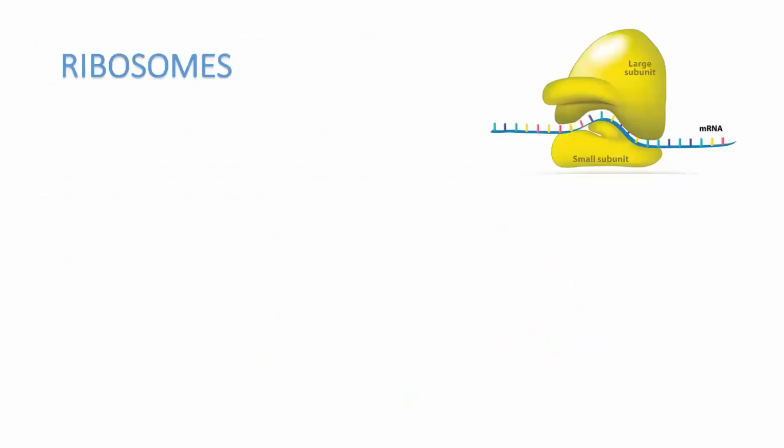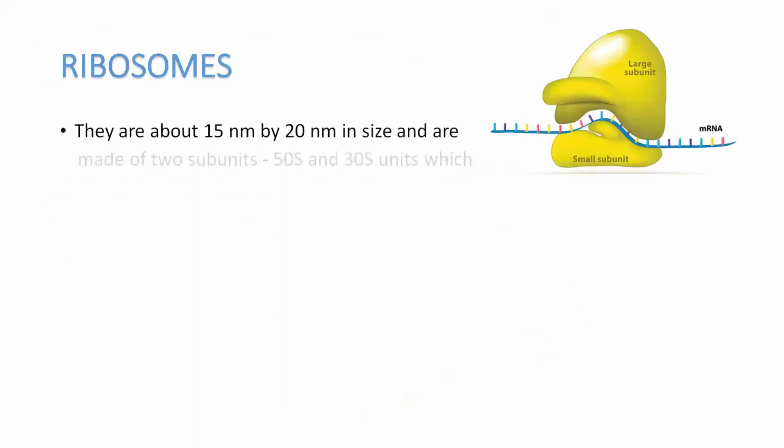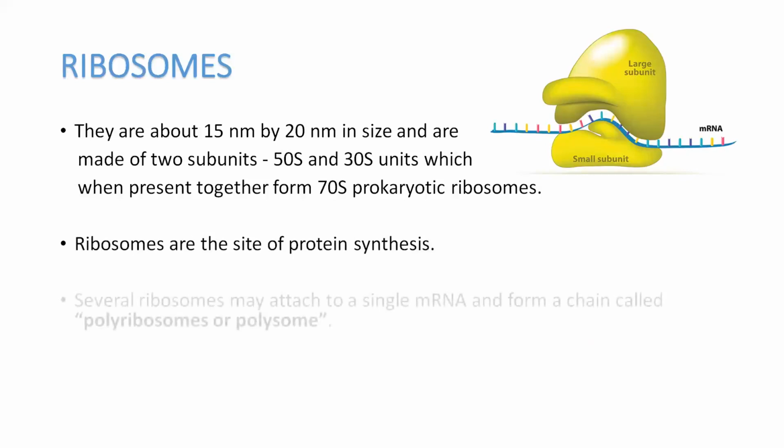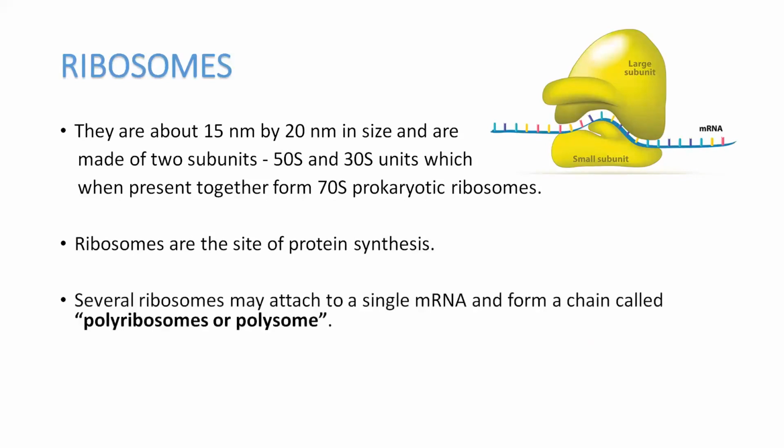We also talked about ribosomes, the size and the subunits they have. Prokaryotic ribosomes we usually call 70S, and they have two subunits, 50S and 30S. Whereas in eukaryotes, it is 80S and the subunits are 60S and 40S. We all know that ribosomes are the site for protein synthesis. If several ribosomes attach to a single mRNA, we call it a polysome or polyribosome.